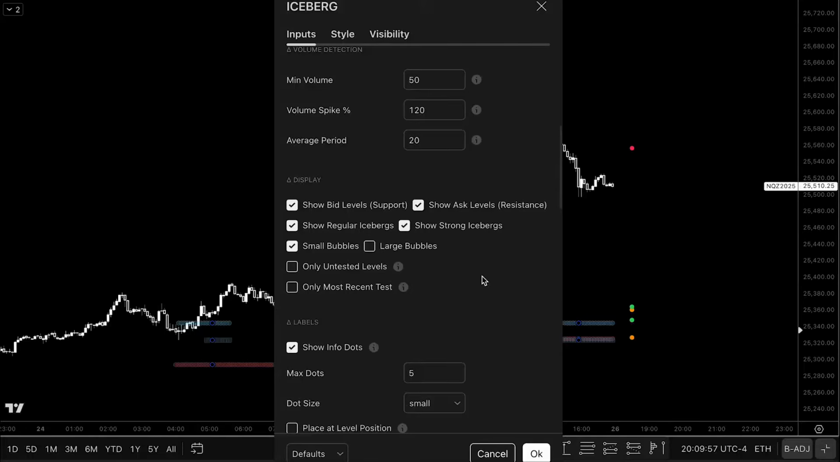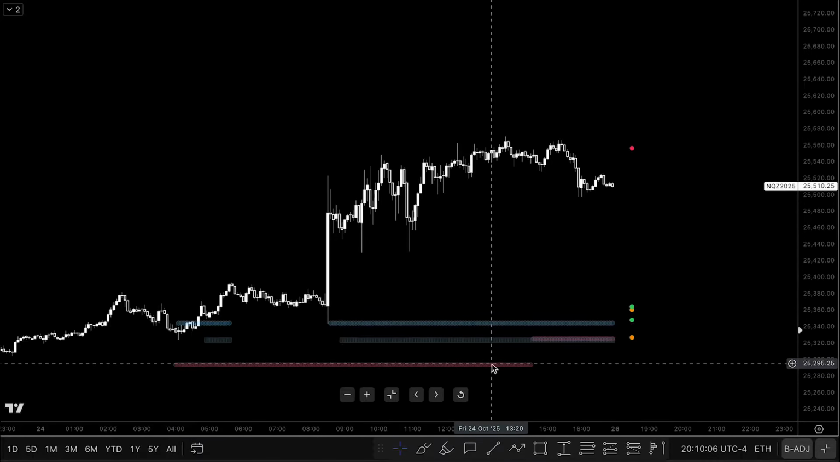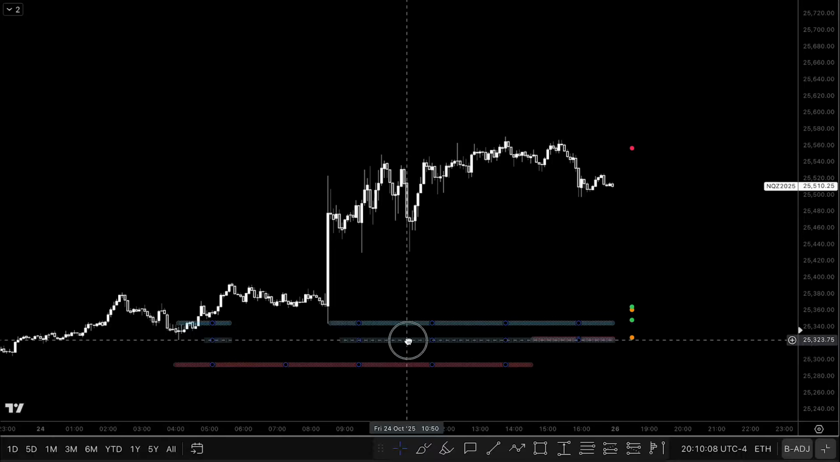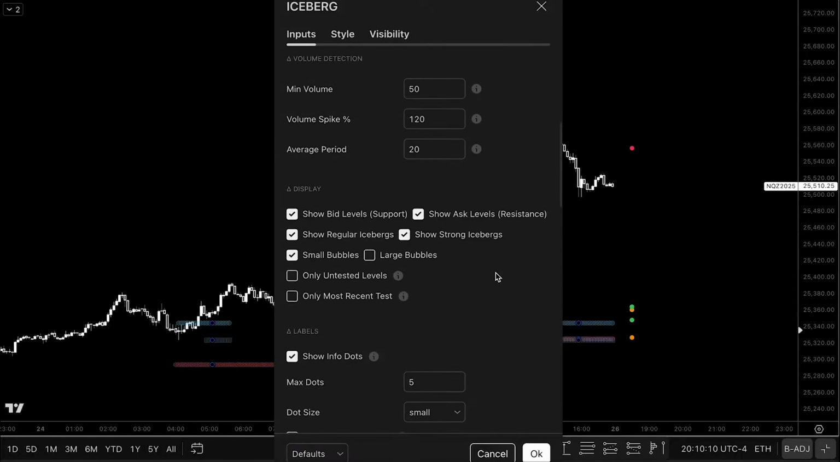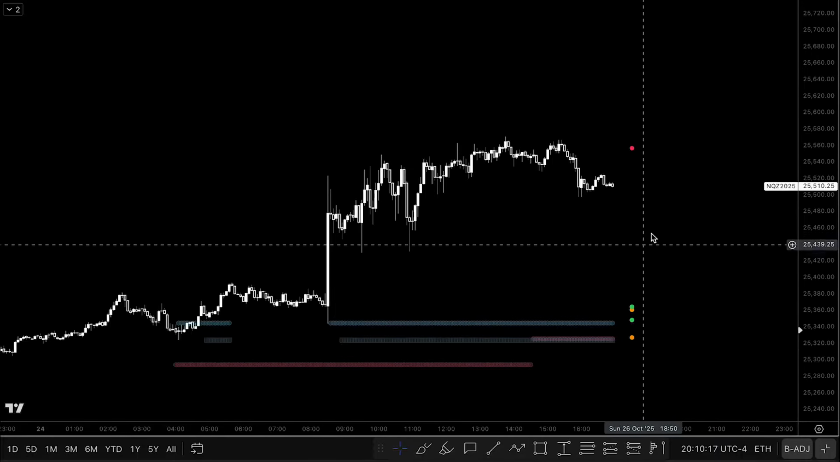You can also show only untested levels, so fresh levels. Like you can see down here, this is totally untested, as is this one. And you can show only the most recently tested icebergs to know if we've just hit one.